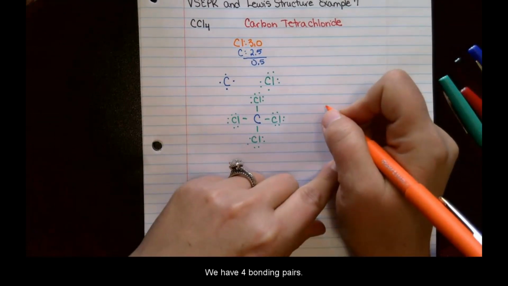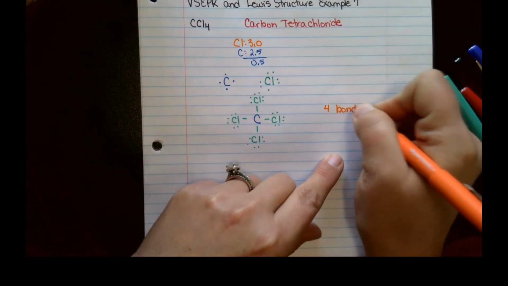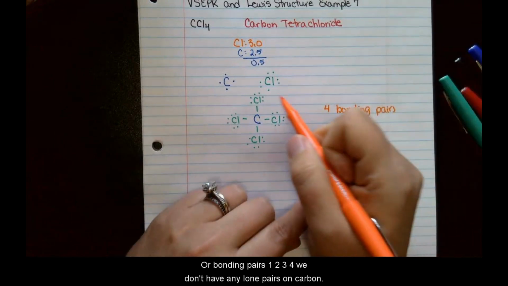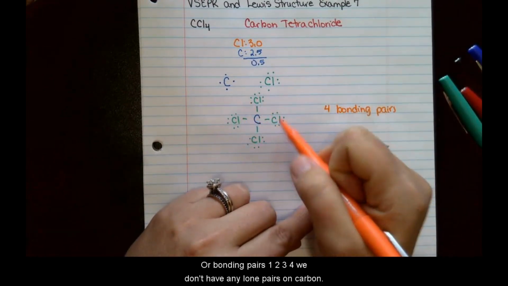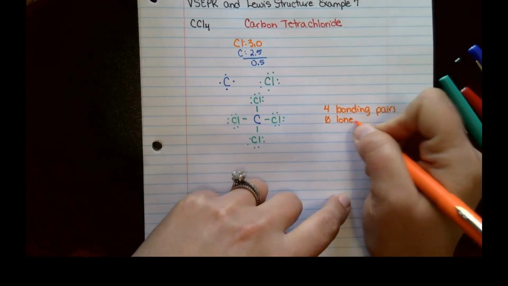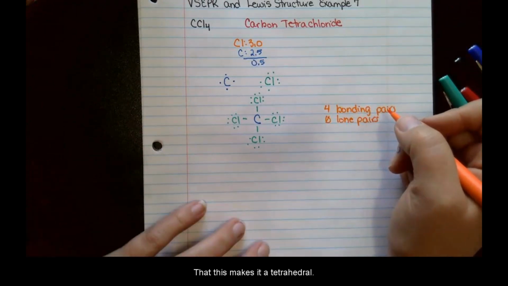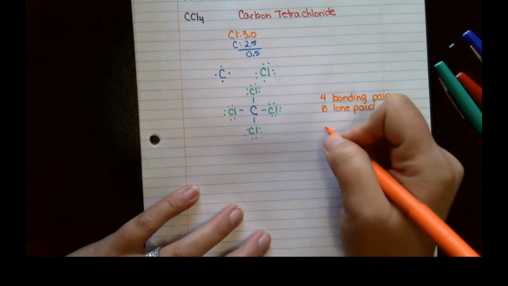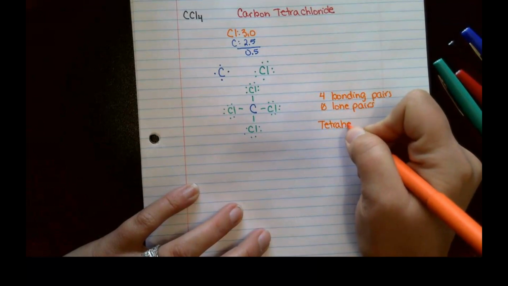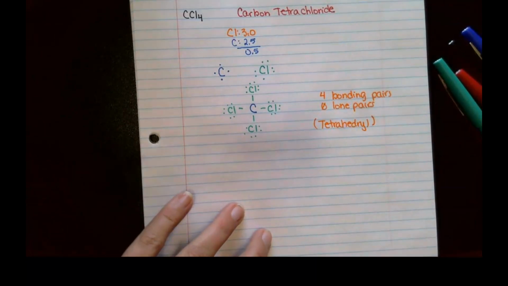So we have 4 bonding pairs, 1, 2, 3, 4. We don't have any lone pairs on carbon. So this makes it a tetrahedral. So that's the shape, a tetrahedral.